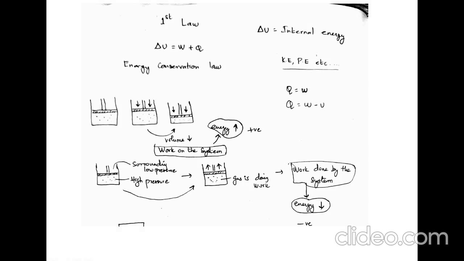It is nothing but energy can't be created, it can't be destroyed. It can only be transferred from one form to another form. Here the forms of energy transfer are only two ways: it is heat and work. Consider a system like this.